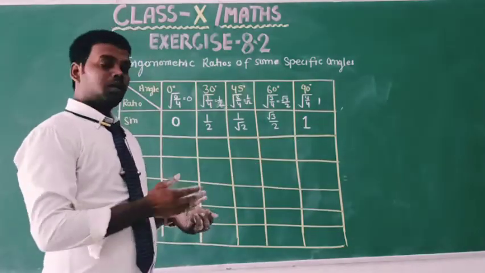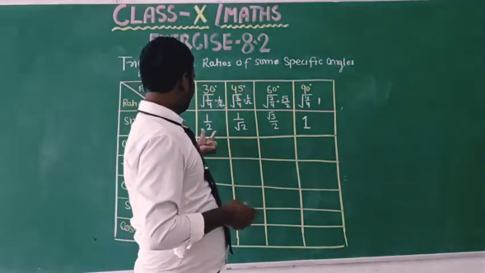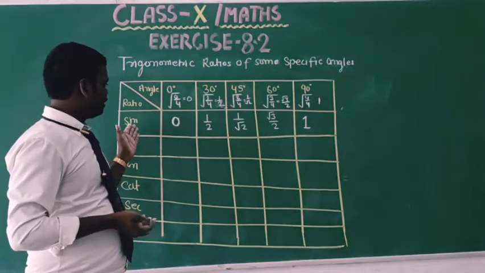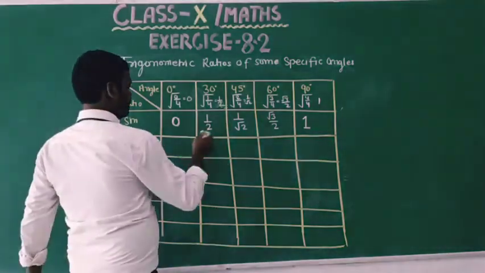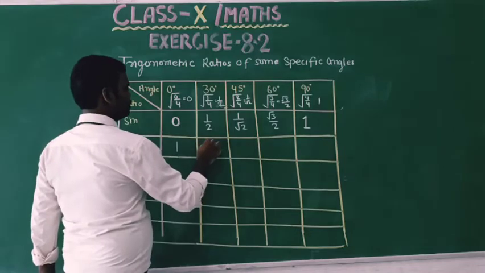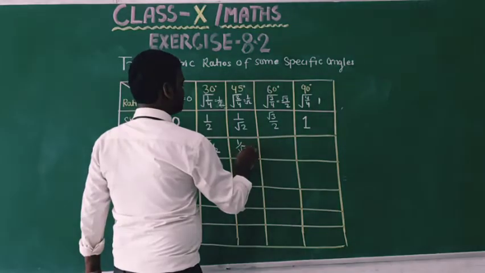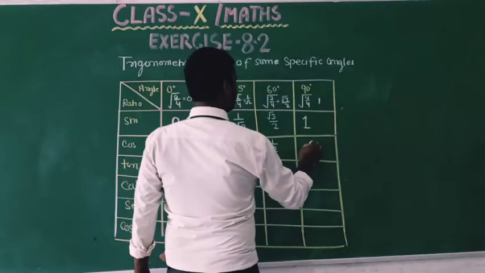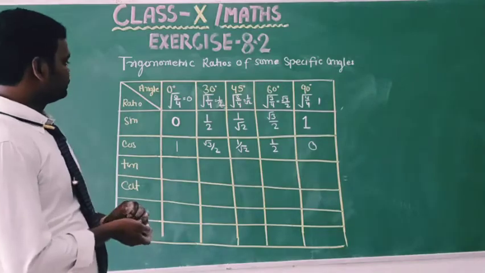For the cos, we write the values of the sine angles in reverse order. The last is 1, so this is 1, root 3 by 2, 1 upon root 2, 1 by 2, and 0.